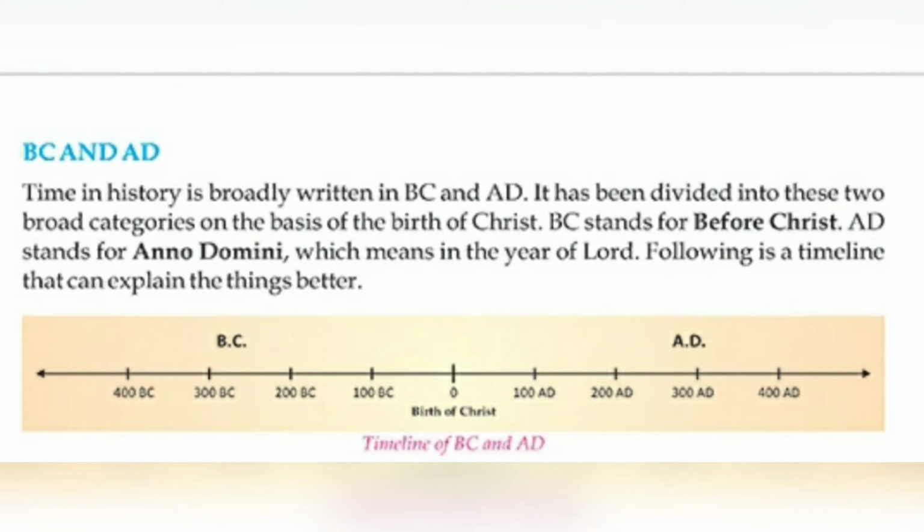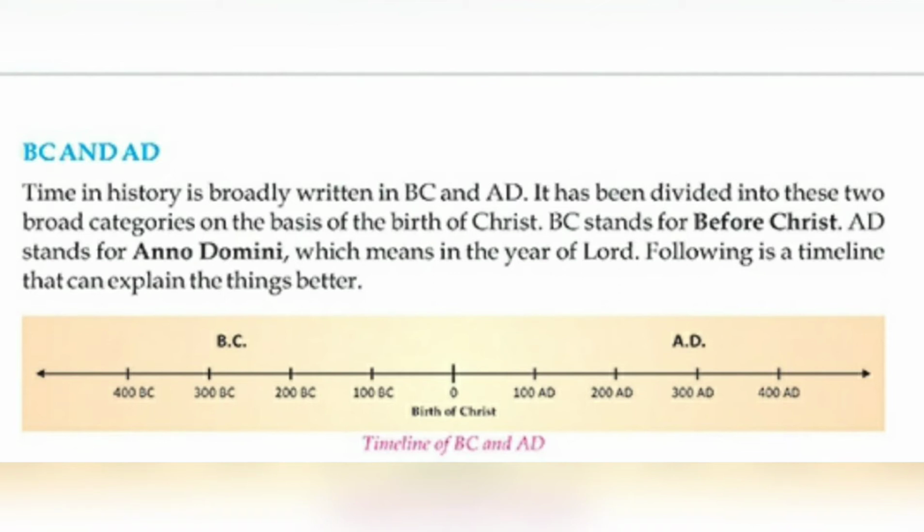The incidents that occurred after the birth of Jesus Christ are known as Anno Domini, meaning the incidents occurred in the year of the Lord. Following is a timeline that explains things better. The below timeline also explains things better. How?